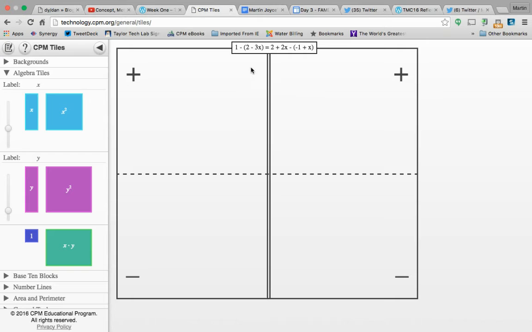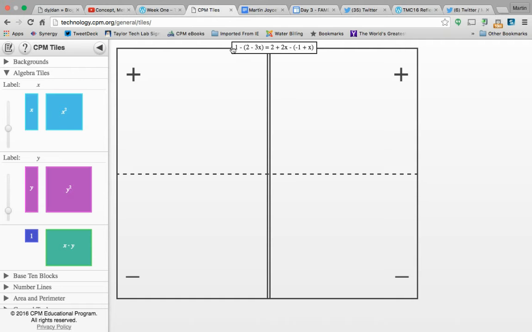So first of all, let's look at this equation. You also have to think about how to say this. Immediately we want to say 1 minus parentheses 2 minus 3x parentheses. Technically in math we're supposed to say 1 minus the quantity of 2 minus 3x is equal to 2 plus 2x minus the quantity of negative 1 plus x.